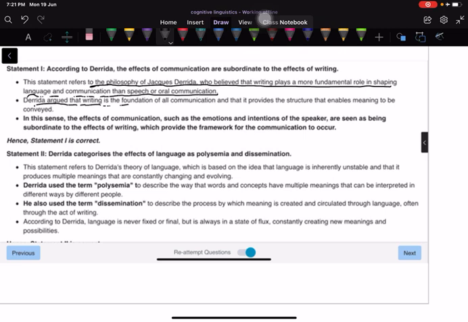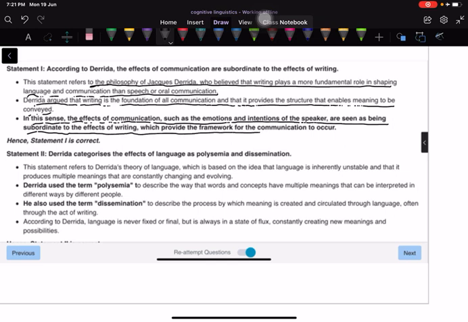Derrida argues that writing is the foundation of all communication and that it provides the structure that enables meaning to be conveyed. In this sense, the effects of communication, such as the emotions and intentions of the speaker, are seen as being subordinate to the effects of writing, which provide the framework for the communication to occur.